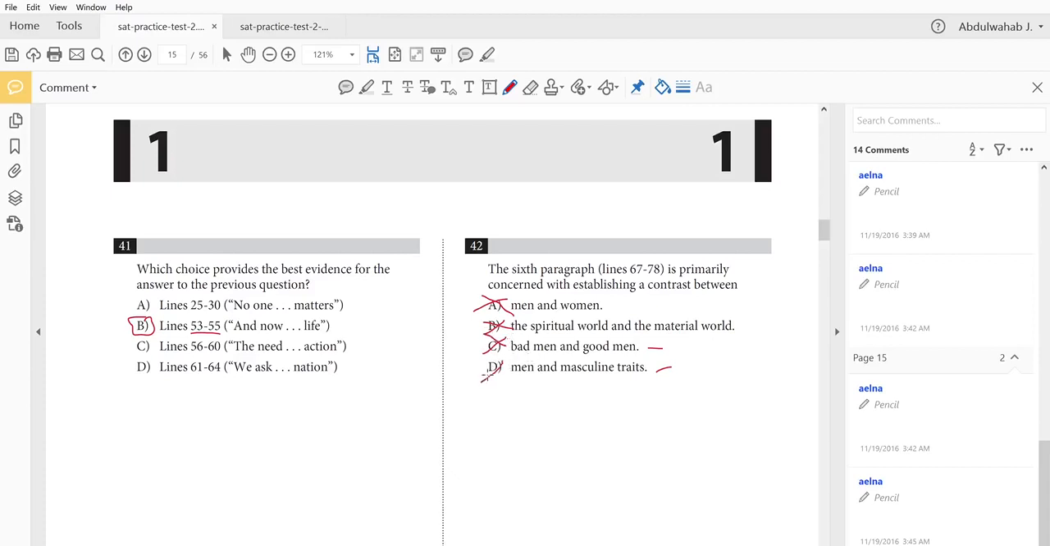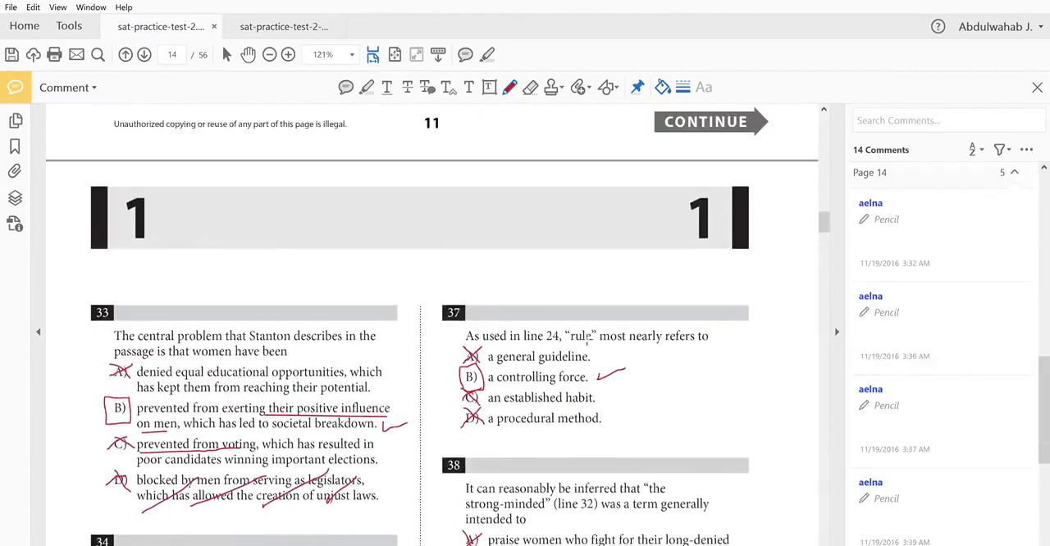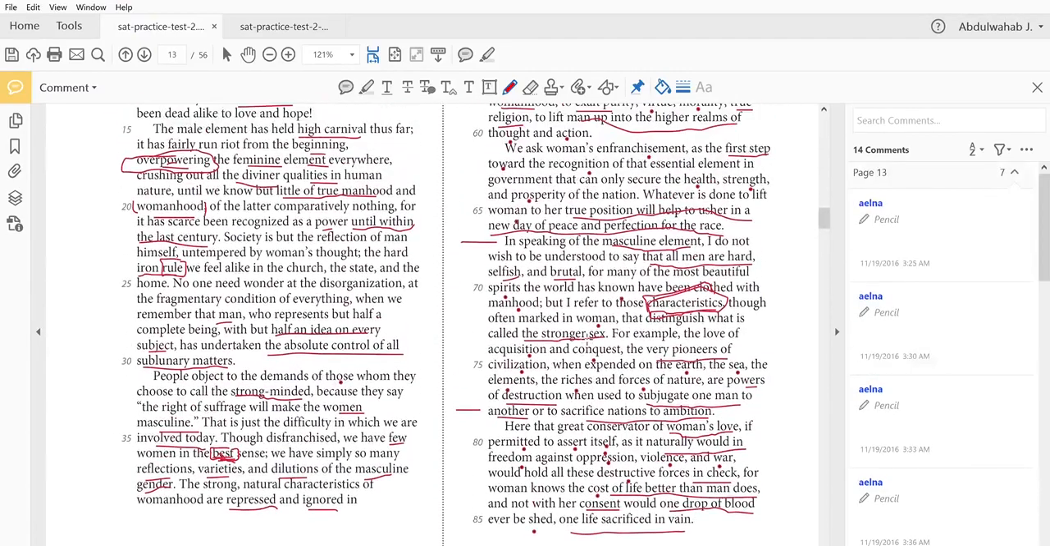So she wasn't contrasting bad men and good men, she was contrasting men with masculine traits, the masculine traits that make men so bad, and that it's not the problem of men, because again she said that some men are not hard and selfish and brutal, because some of them, some of the most beautiful spirits, have been clothed with manhood, but she's referring to those characteristics.